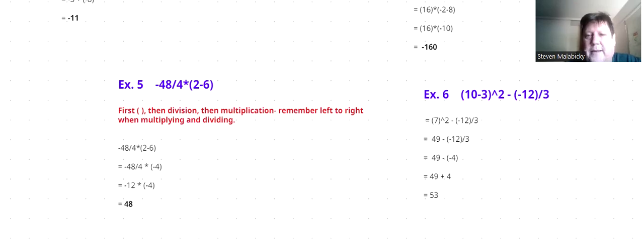Now we divide before we subtract. So I'm going to do the -12 divided by 3 first, which is 49 minus a -4. -12 divided by 3 is -4. Minus minus becomes a plus. So 49 plus 4 is 50.